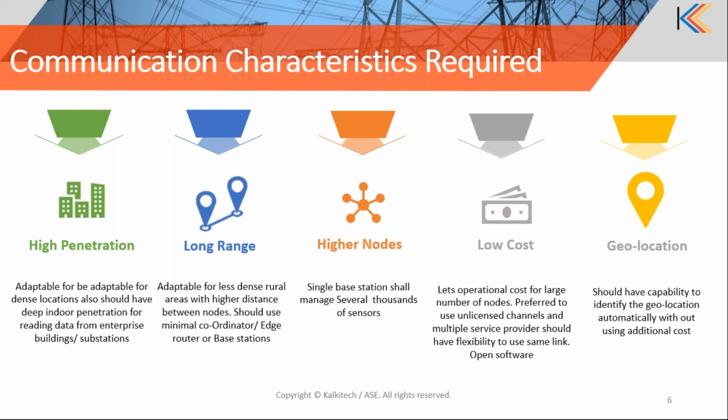For semi-urban areas, the distance between the nodes would be much higher. For example, the distance between the distribution transformers on the feeders would be much higher in semi-urban and rural areas, and the density of nodes is also very low compared to an urban area. The number of nodes for an urban location would be higher. So the network should be capable of communicating with a larger set of devices with minimal infrastructure.